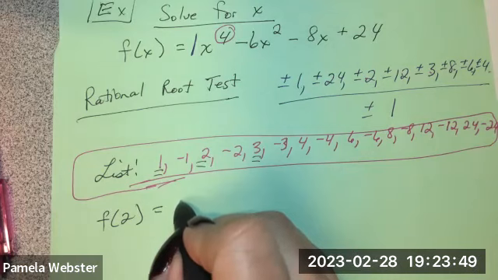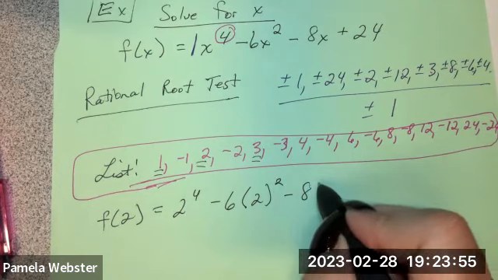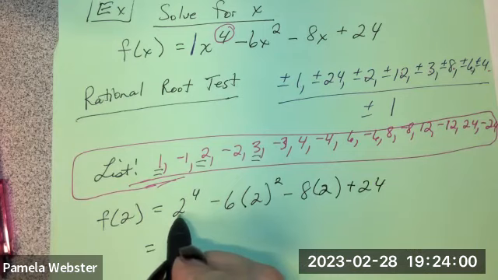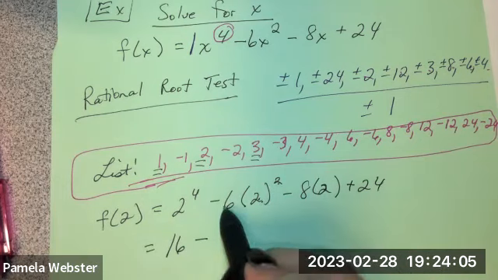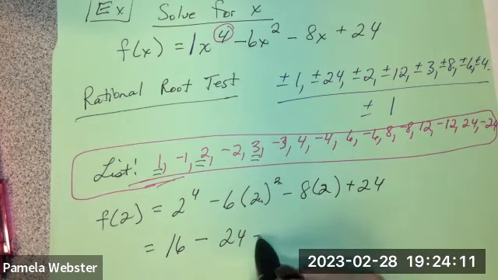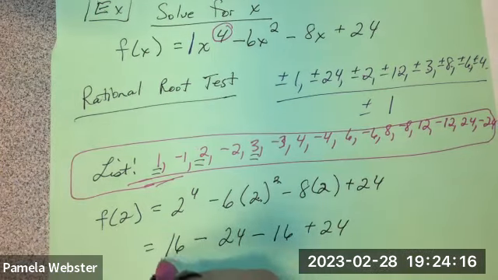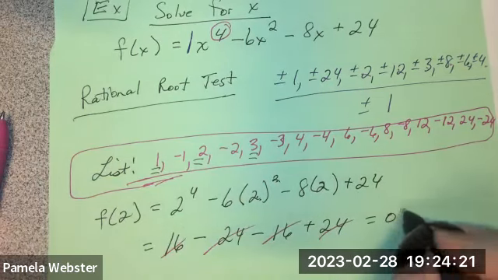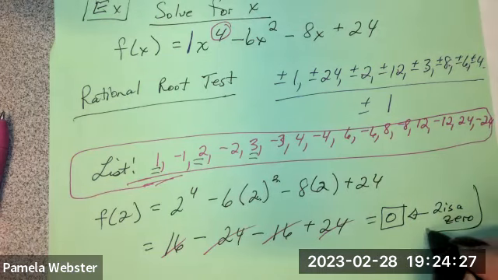So let's do that real fast together, actually. 2 to the 4th, minus 6 times 2 squared, minus 8 times 2, plus a 24. 2 times 2 is 4, times 2 is 8, times 2 is 16. 2 squared is 4, times 6 is a negative 24. 8 times 2 is a negative 16 and a positive 24. Okay, so I'm looking at it going, hey, I got a 16 and a negative 16. I got a negative 24 and a positive 24. That is indeed 0, right? So 2 is a 0. That's what this tells me.